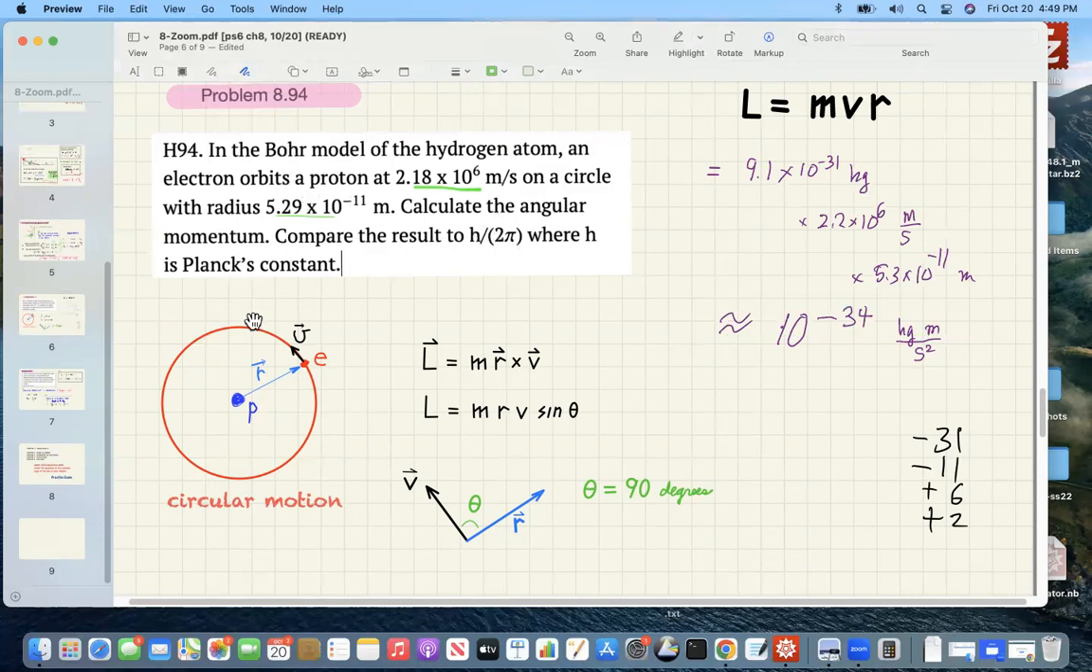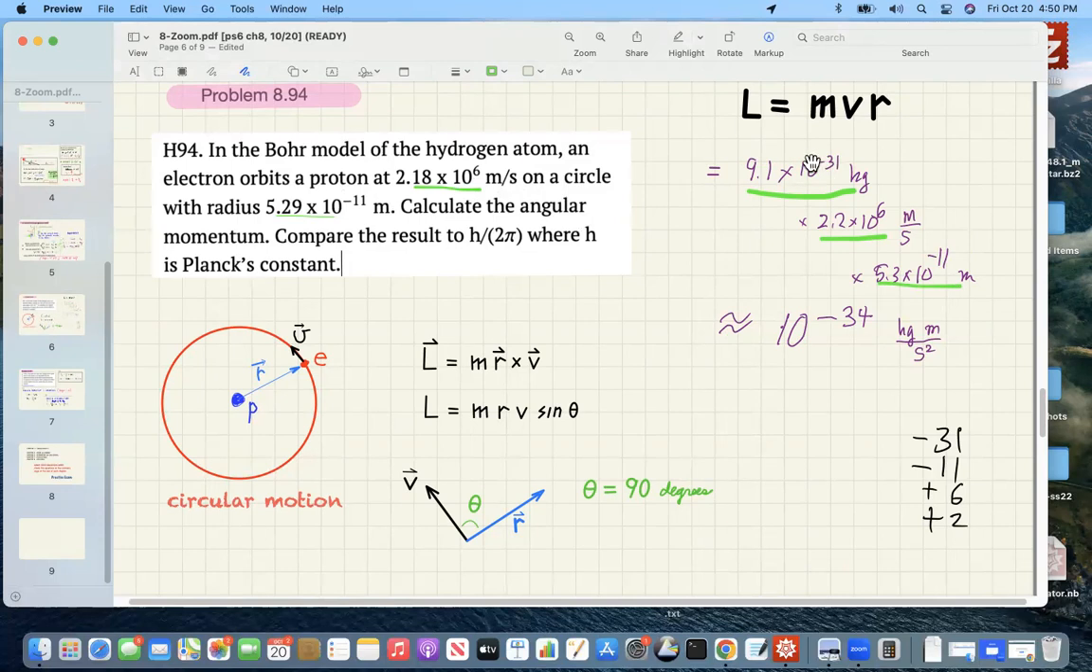He said, well, the angular momentum is quantized in units of h over 2 pi, where h is Planck's constant. Now, you need to know the mass of an electron. We can look that up on Google. You have to know the speed. Well, that's given in the problem. You have to know the size of the orbit. Well, that's given in the problem. So you just multiply these together.